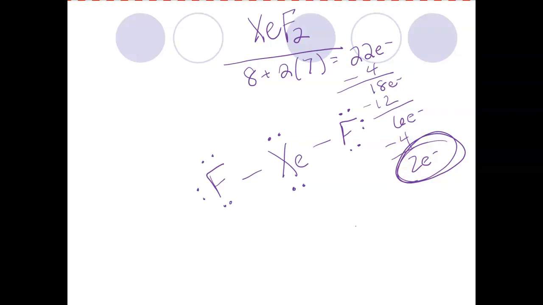So in this situation, a lot like the last one, we have electrons we have to use, and we have to put them somewhere. We have to put them on the central atom because we're not allowed to put them on the outside atom. So I'm just going to add them to the xenon.